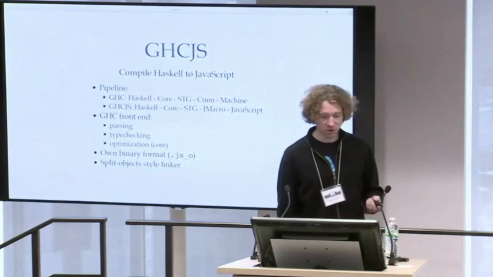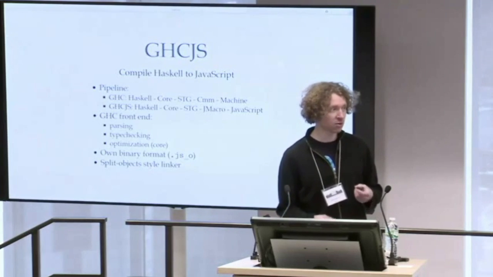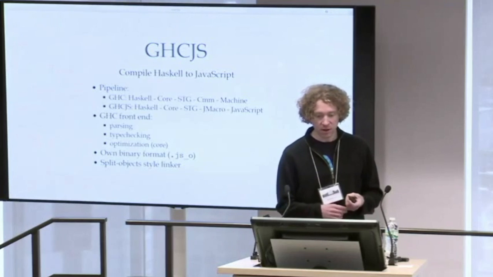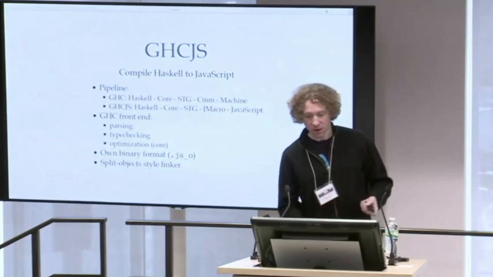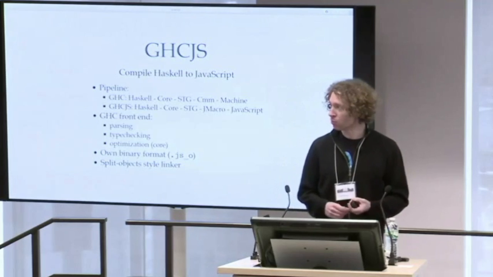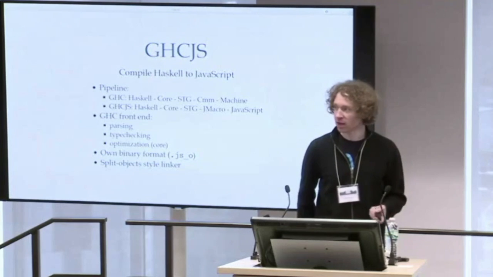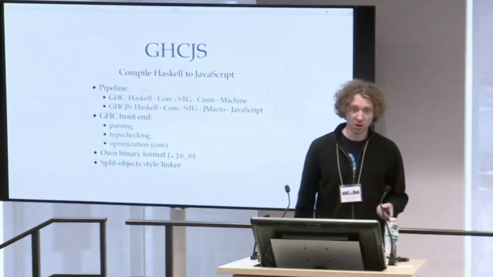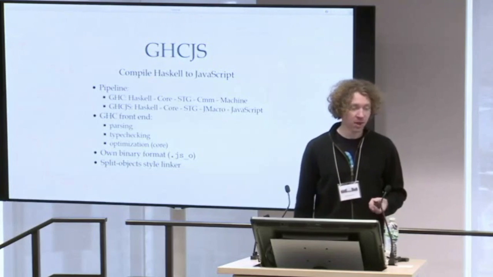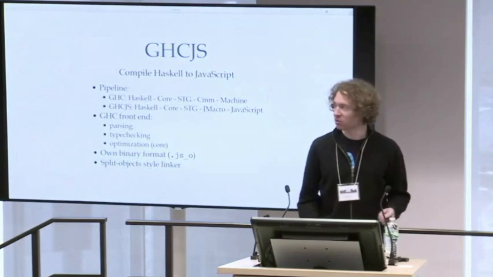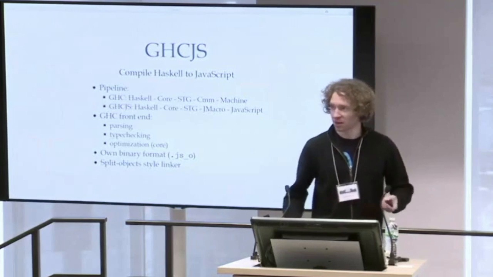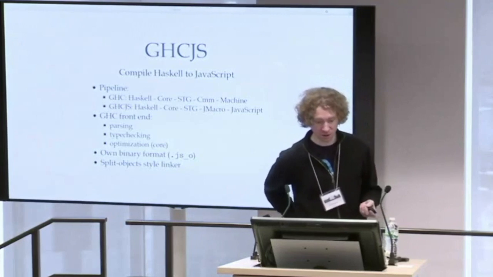GHCJS takes the first three steps from that, and it takes over after STG. So it takes STG basically unmodified from GHC, and then translates that to JMacro, a library on Hackage, which is a sort of simplified JavaScript language, does some optimization on there, and from there it pretty prints the whole thing to a single large JavaScript file, and that's the thing you include in your page, and you run the whole thing.